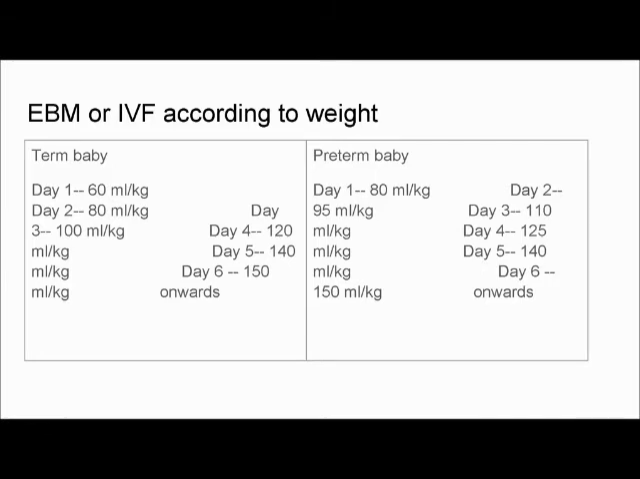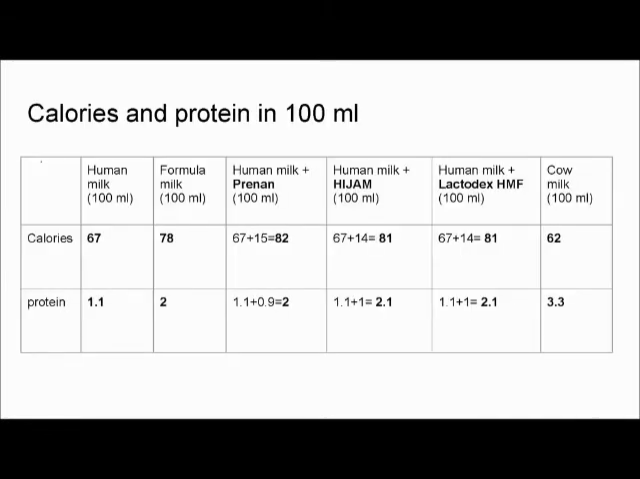Let us discuss the calories and protein in 100 ml of milk. In human milk, in 100 ml calories are 67 kilocalorie and protein 1.1 gram, and in formula milk of 100 ml the calories are 78, protein is 2. In human milk fortification with Prenan, calories are 82 and protein is 2 gram per 100 ml. In human milk with high protein HMF in 100 ml, calories are 81, protein is 2.1. Similarly, human milk with lactose HMF, and in cow milk 100 ml, calories are 62 and protein is 3.3 gram in 100 ml.